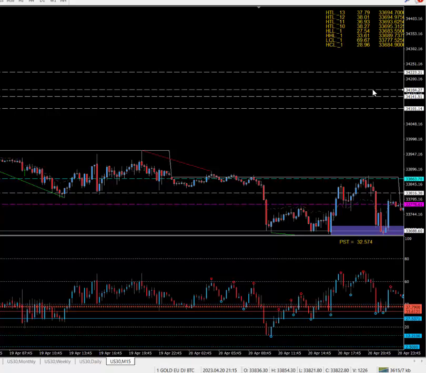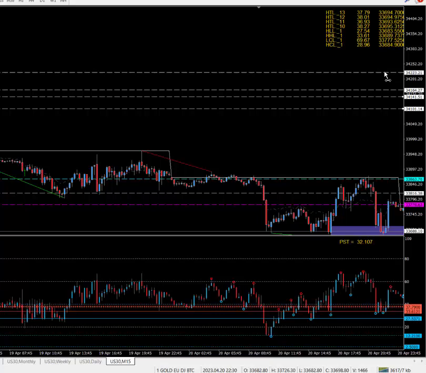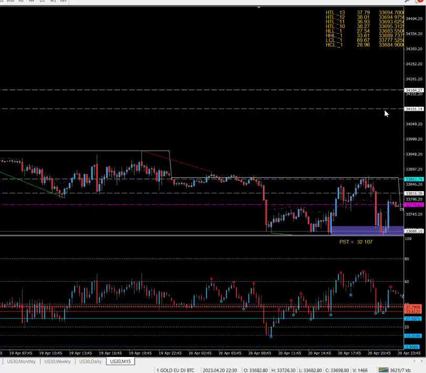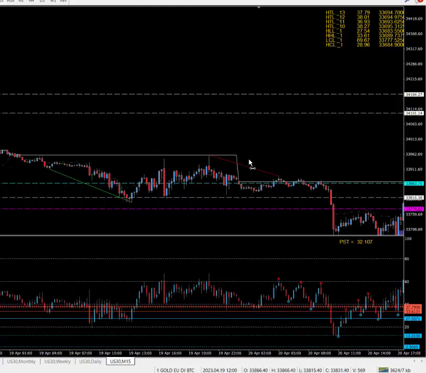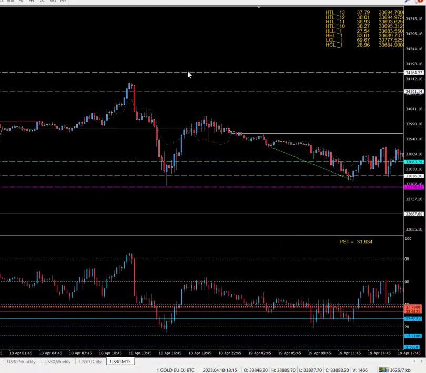34,164. Will it do it? Wow. I'm going to get rid of these. I'm going to keep that there. So this zone here is doable. Just keep in mind this gap here.